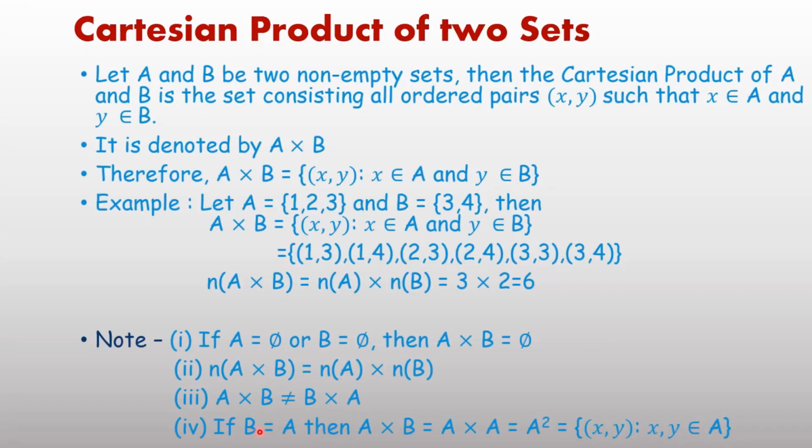And if B equal to A, if both sets are same, then A cross B we can write as A cross A, or also we can write as A square, and define as collection of all ordered pairs (x, y) such that both the elements belong in set A.